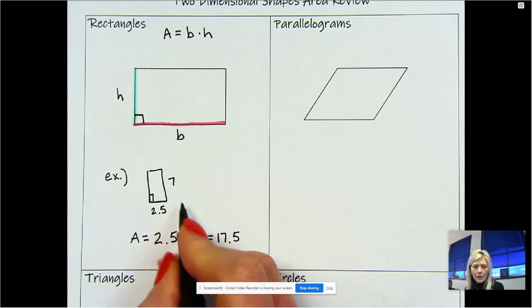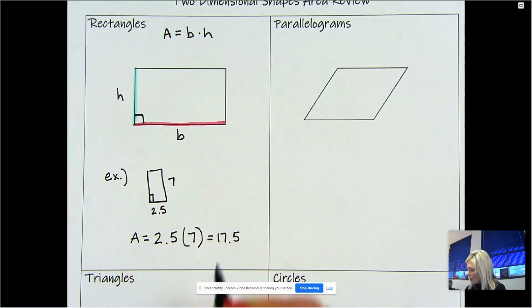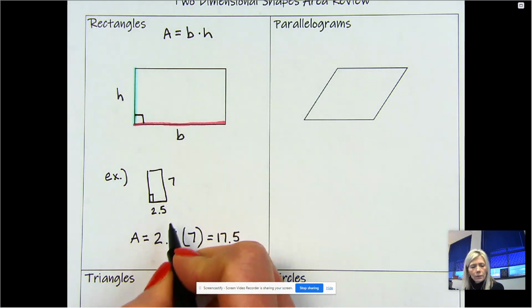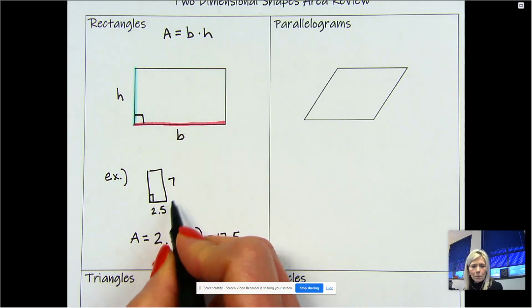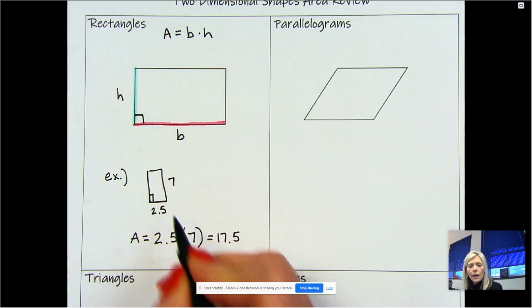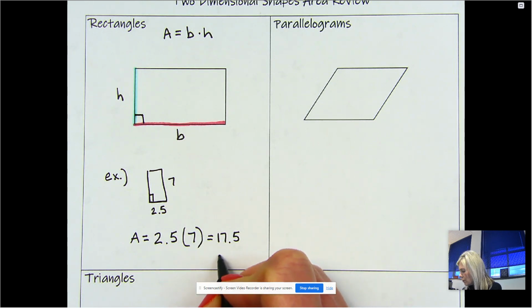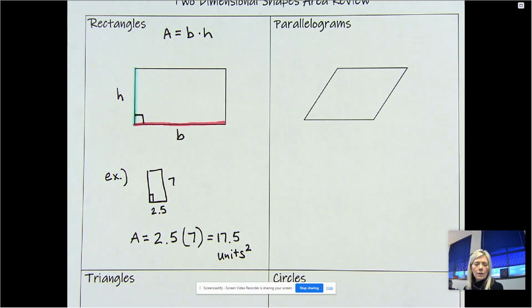I don't have an actual unit on here. And so if the unit is missing, like it doesn't say centimeters or inches or anything like that, then you can just use the unit of square units. And so units with a little 2 exponent is how you know that those are square units. All right, so that's just a basic rectangle.